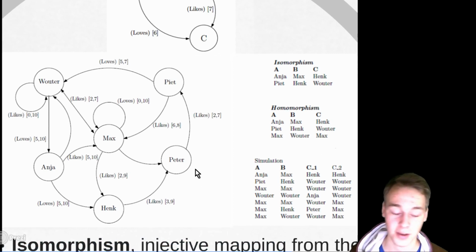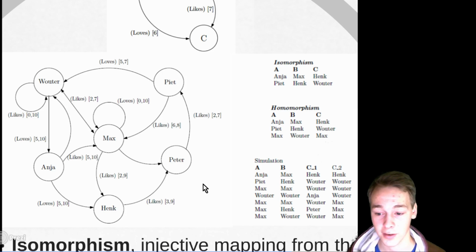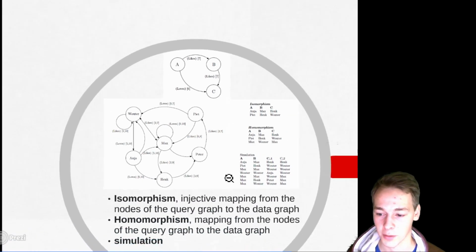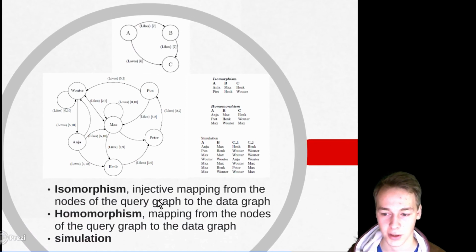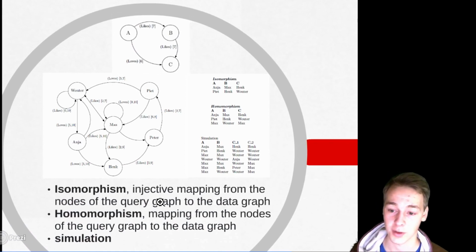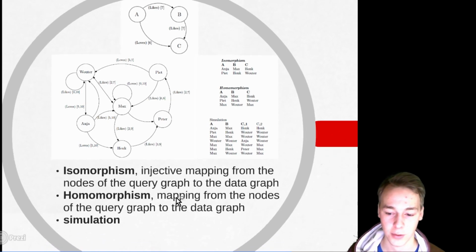But on the plus side, a simulation is really fast to evaluate. It's running in cubic time, which is a lot faster than the isomorphic and homomorphic evaluation. So depending on what you want in your graph here, you can choose these different query results.